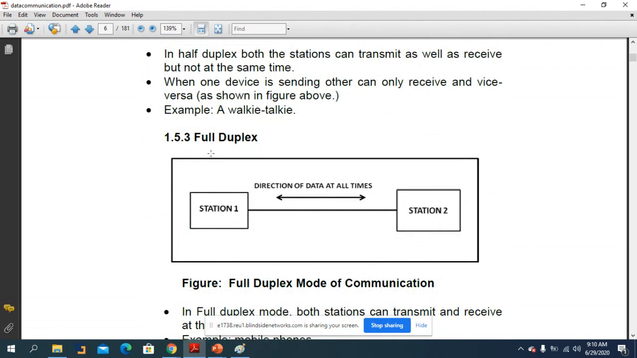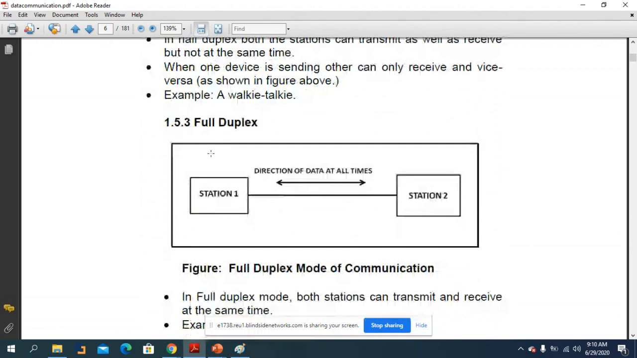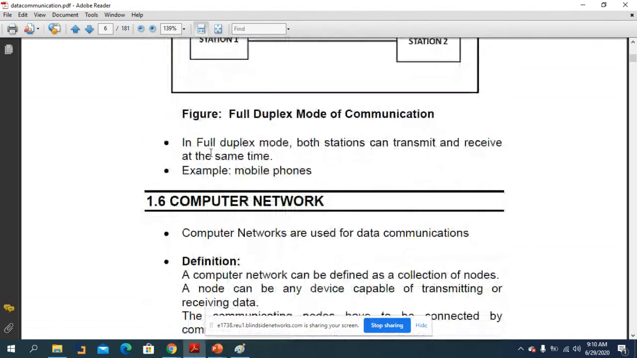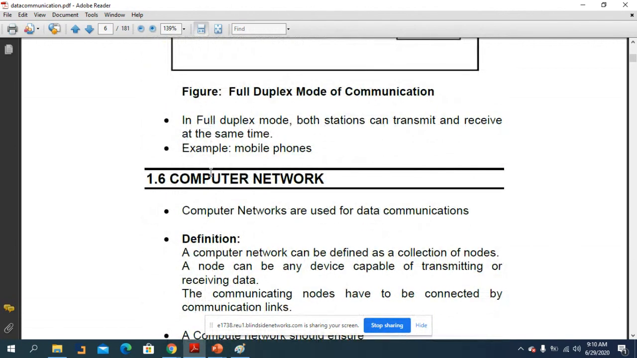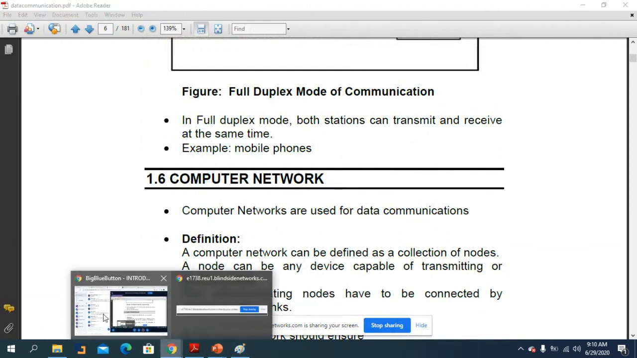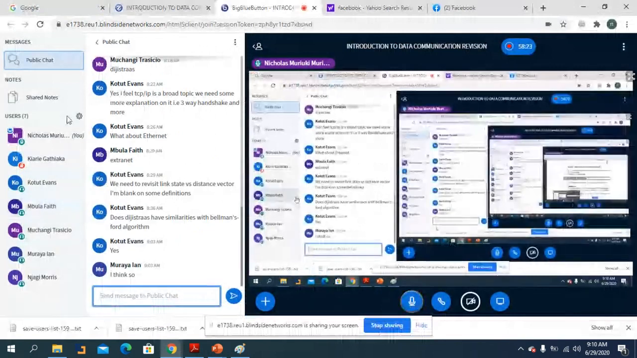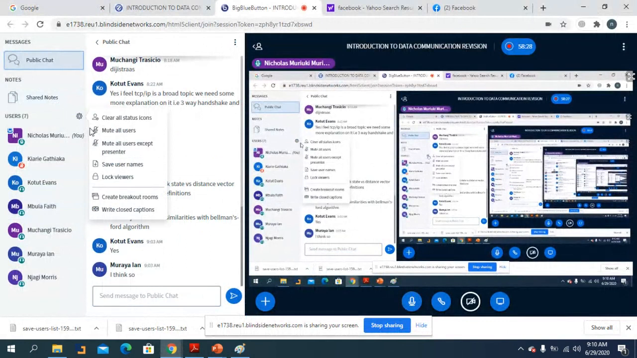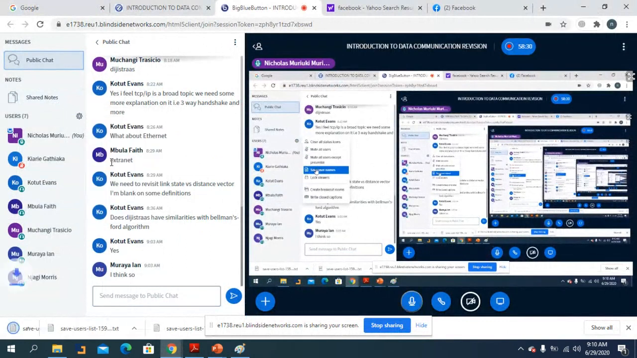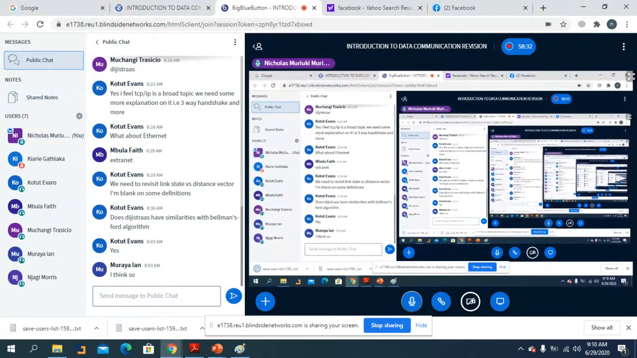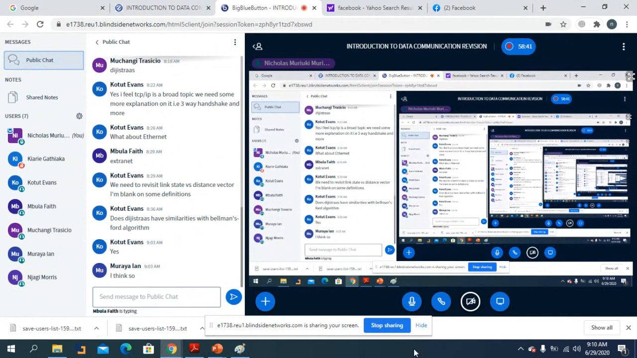A full duplex. So maybe you can ask a question at that point, maybe as we proceed to computer networks, the classification of computer networks, and other things that you are supposed to cover on introduction. So I think you can ask some questions from there. You can ask some questions.